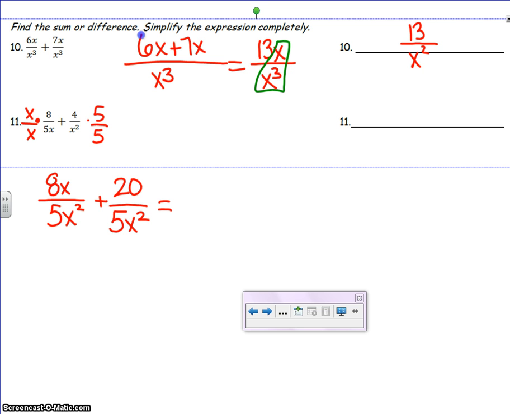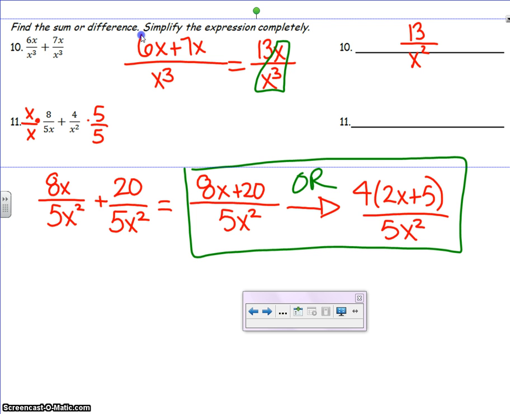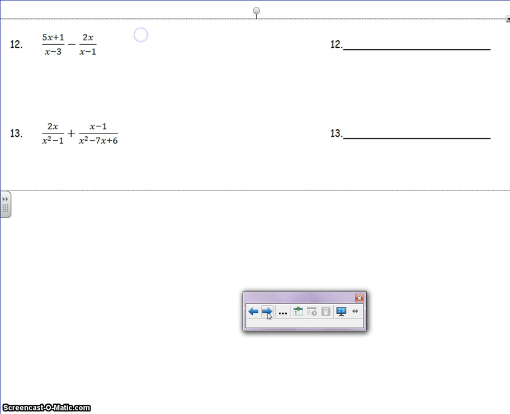Now we go ahead, just like we did on number 10, and put them in the same numerator. 8x plus 20 over 5x squared. Now 8x and 20 are not like terms, so we cannot combine them. If you want to factor out your 4 and then have 2x plus 5 in here, you may. But in doing that, it does not create anything else we can eliminate. So either one of these answers is acceptable. Again, on a multiple choice test, you're going to have to look and see which of those is available for you. Last two. These were the two that we had a little bit more trouble on, I believe.